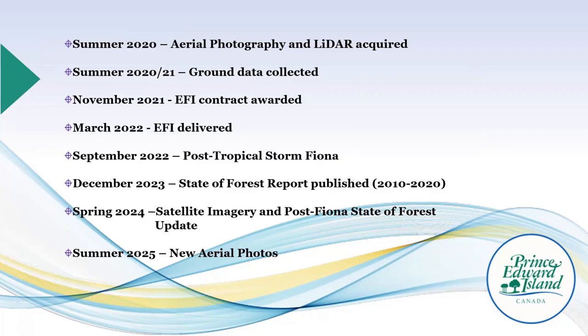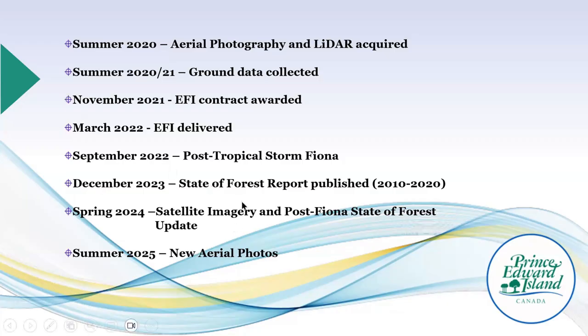Then while still processing some of those data, getting through our photo interpretation from 2020, we were hit by a major storm, post-tropical storm Fiona, which changed the landscape in a lot of places and instantly changed a lot of the inventory data that we had just collected. But we kept our head down, and we were still able to get our mandated decadal state of the forest report published in December of 2023, after a fairly long delay from our interpreters.